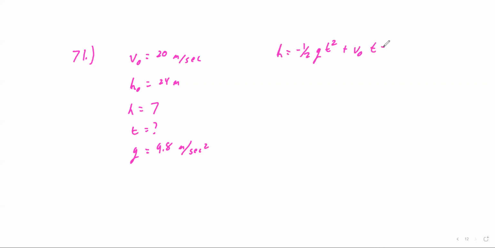This is the h naught. All right, so then we plug it in. So this will be 7 this time. Negative 1/2 times 9.8 t squared plus 20 t plus 24. All right, so we have 7 equals 9.8 divided by 2, negative 4.9.